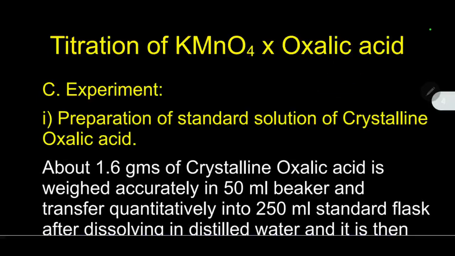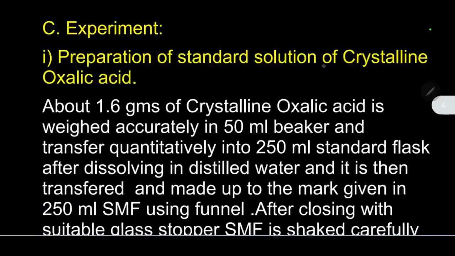Now we'll come to the experimental part. There are 2 experimental parts. One is we have to prepare a standard solution of crystalline oxalic acid. Number 2, we have to estimate the strength and amount of the unknown potassium permanganate solution. First, let me discuss the preparation of the standard solution of crystalline oxalic acid.